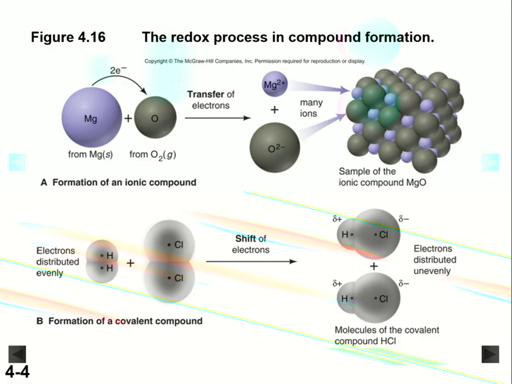But there are other reactions, including some covalent compound reactions that we also saw earlier, and they are redox reactions. So, for example, molecular hydrogen, H2, can react with molecular chlorine, Cl2, to form HCl, hydrogen chloride.